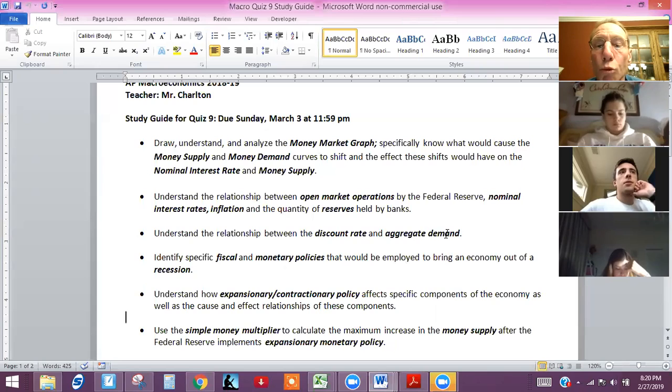So if the discount rate goes down, it's going to mean borrowing money is easier, right? If the discount rate drops, I believe it means that aggregate demand is going to shift to the right. But you know what? Let me make sure about that. There's something about that one I don't remember, so I'm going to check it real quick.